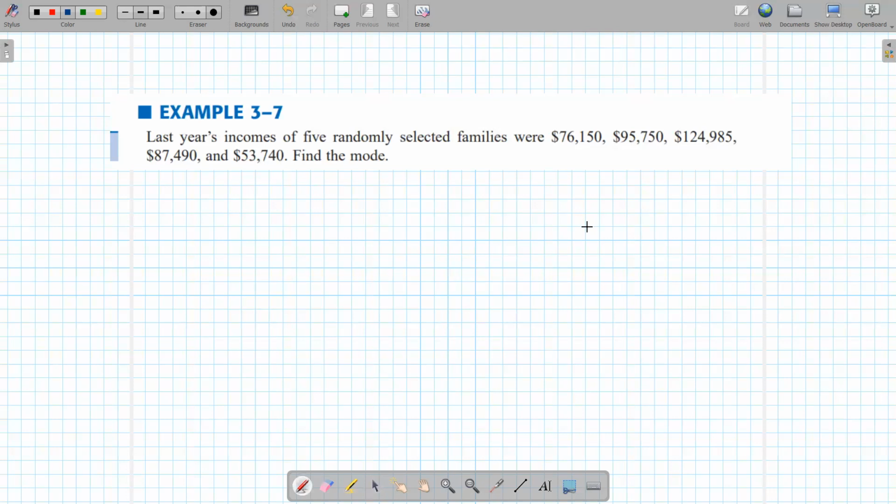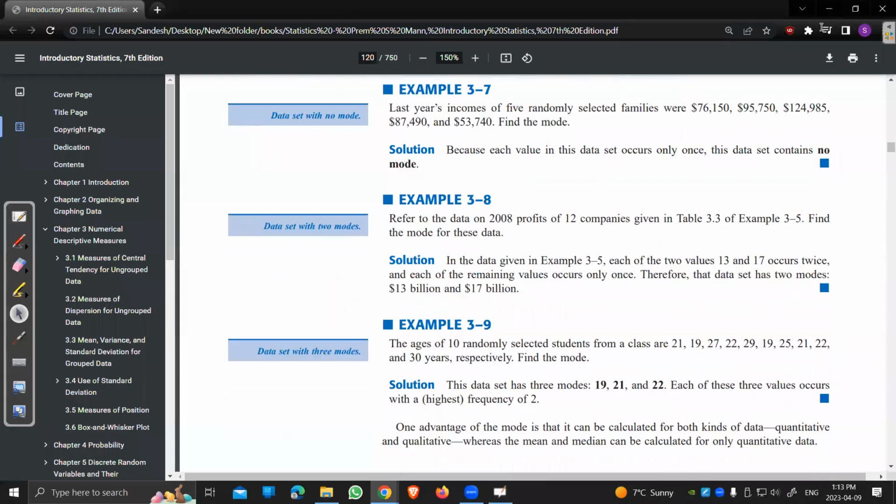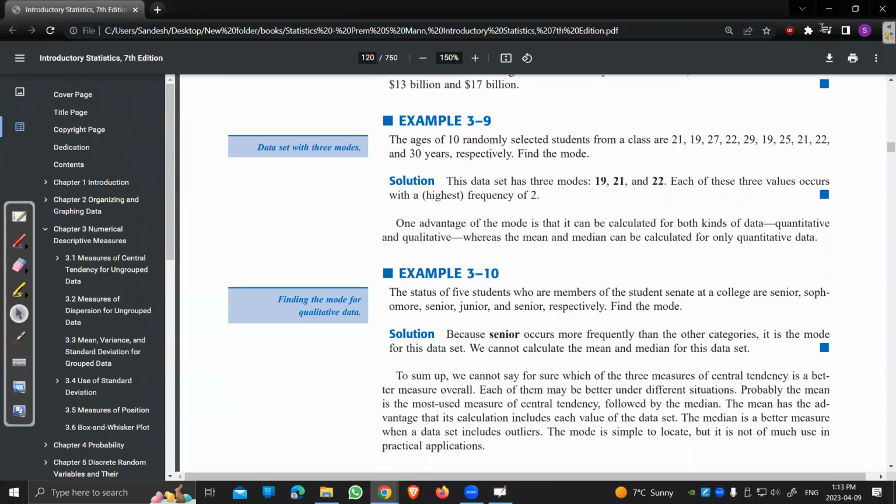Mode is the number that occurs the most frequently. None of them in this case. There's no mode. Okay, they all have equal heights on a histogram. Cool?